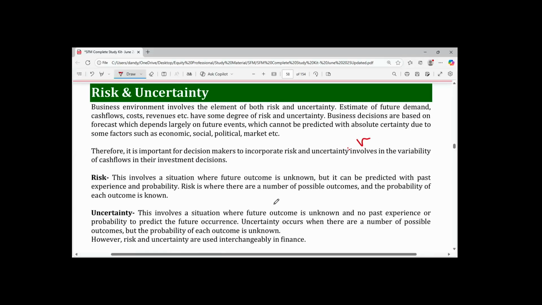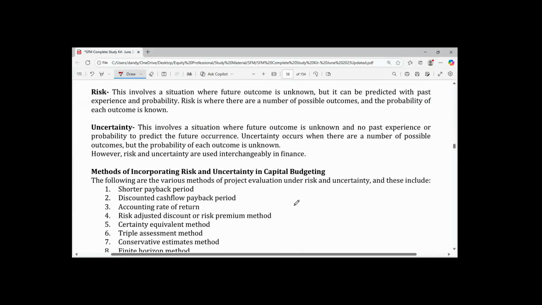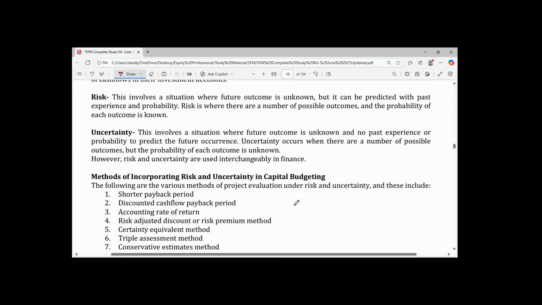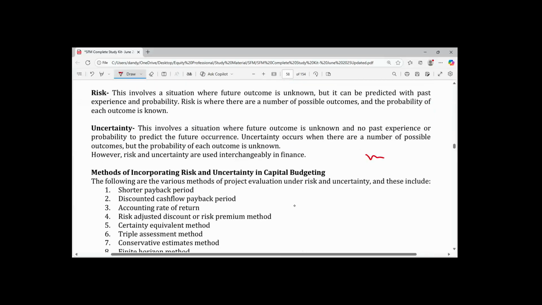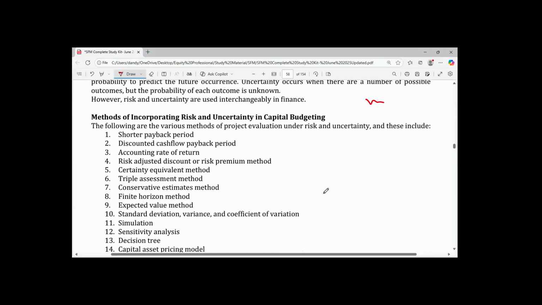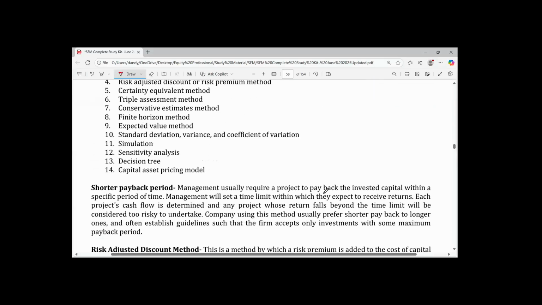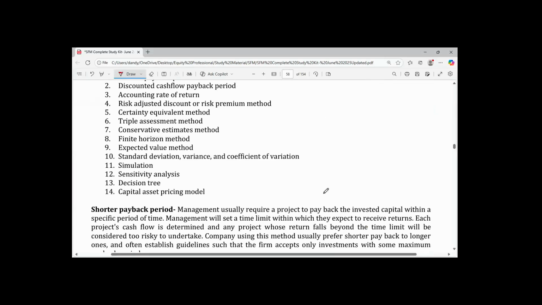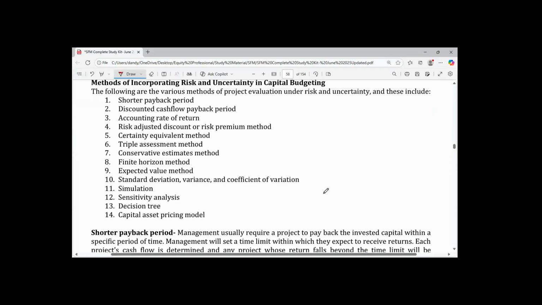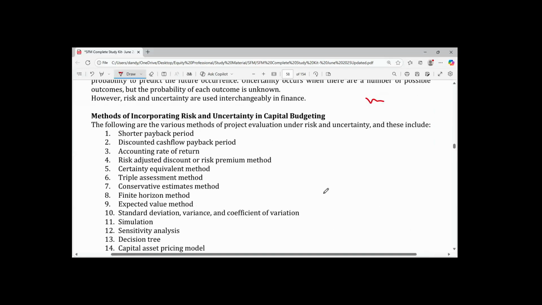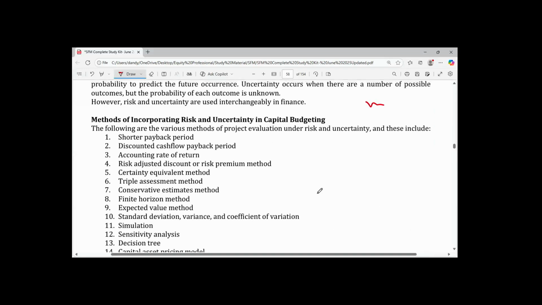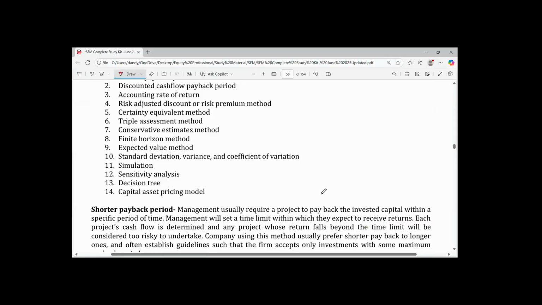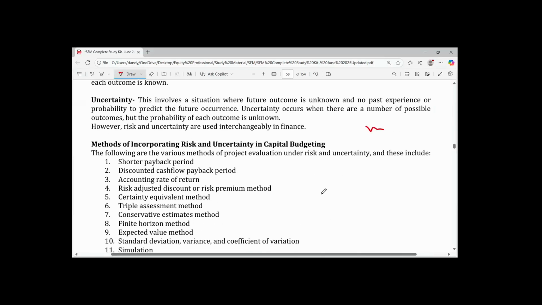What are the methods of hedging risk and uncertainty? We have a host of them, but I will only mention a few. Out of the 14 on this list, about 5 or 6 of them are what we are going to discuss.